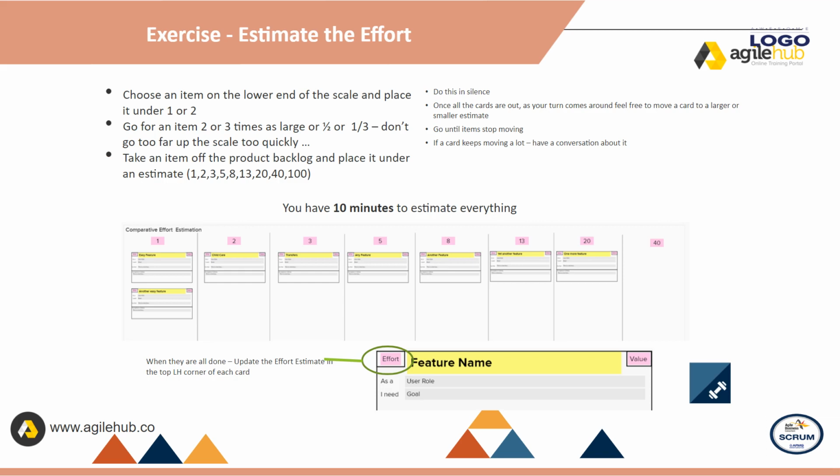Exercise: estimate the effort. Take some time to choose an item on the lower end of the scale and place it under 1 or 2. Go for an item 2 or 3 times as large or 1/2 or 1/3, don't go too far up the scale too quickly. Take an item off the product backlog and place it under an estimate: 1, 2, 3, 5, 8, 13, 20, 40, 100. Once all the cards are out, feel free to move a card to a larger or smaller estimate. Go until items stop moving. If a card keeps moving a lot, try to identify why that might be.